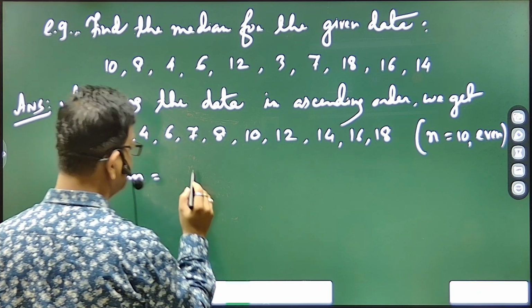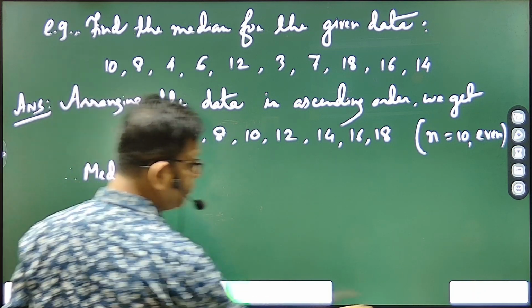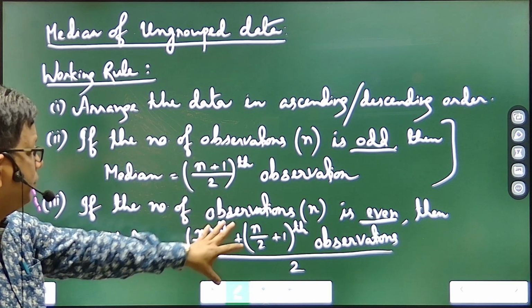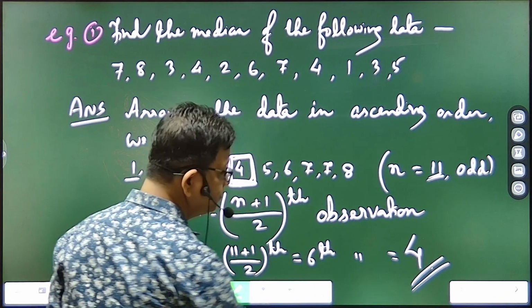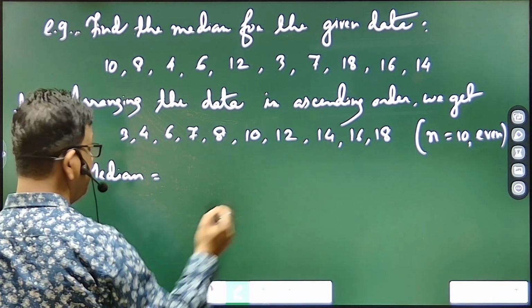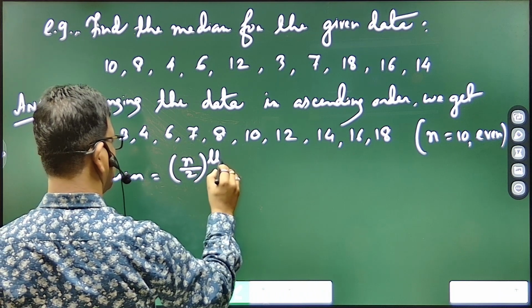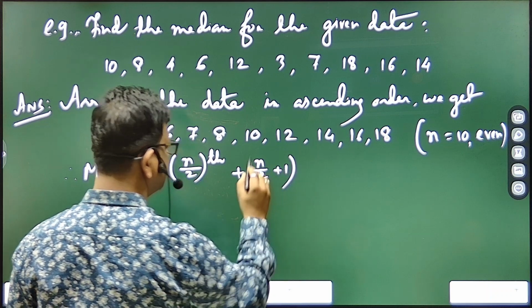so it should be like this. The formula is like that. For even and odd, the formula is different. So for odd, this is the formula. For even, this is the formula for finding the median. So now to find the median, since it is an even number, it will go like n by 2 plus n by 2 plus 1th observation.